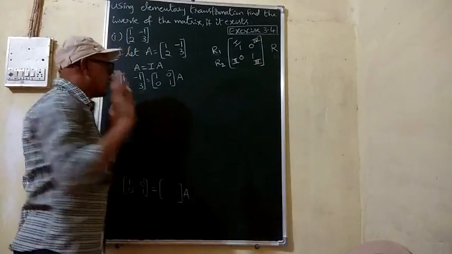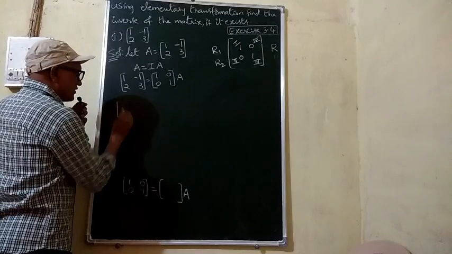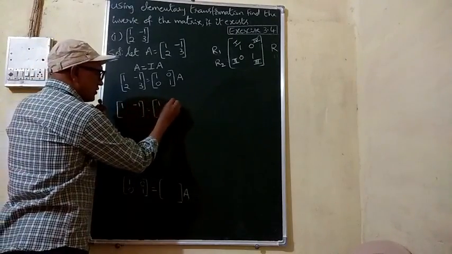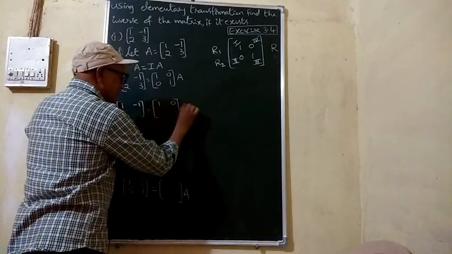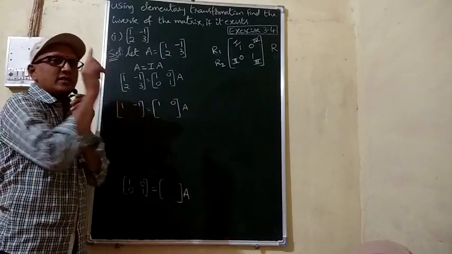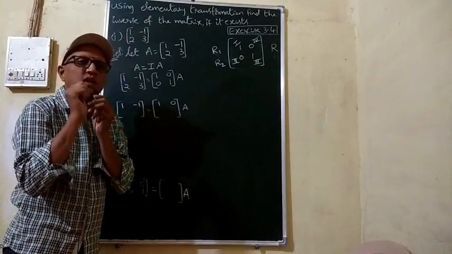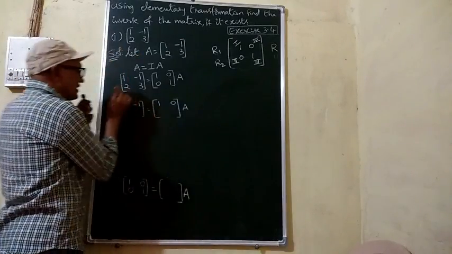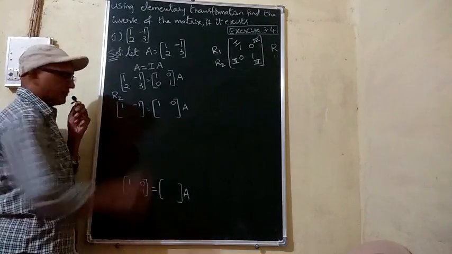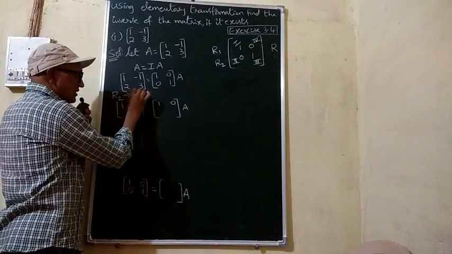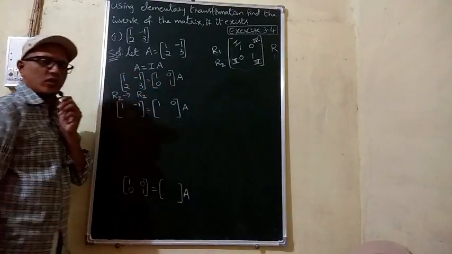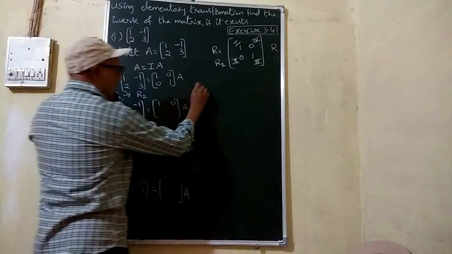Nothing happened to the first row means keep the first row as it is. We have to change the second row. Which row do we have to change? The second row. Whichever row you are changing, that you have to write here. How do you want to change it? That we have to write now. How to change it? R2.